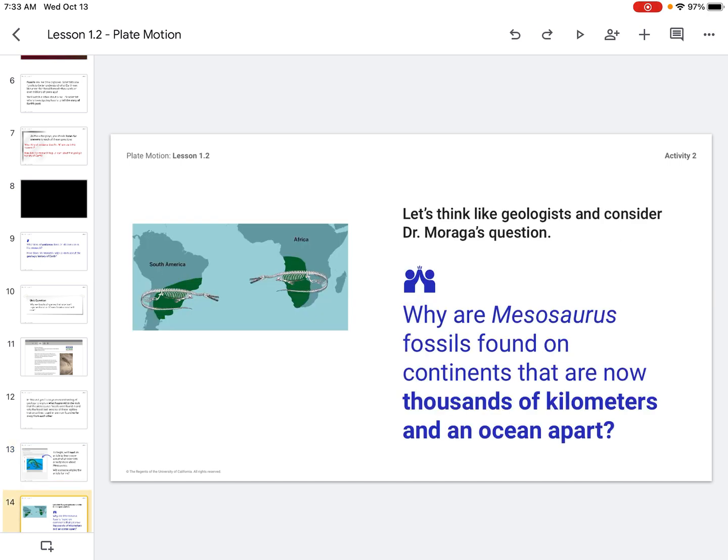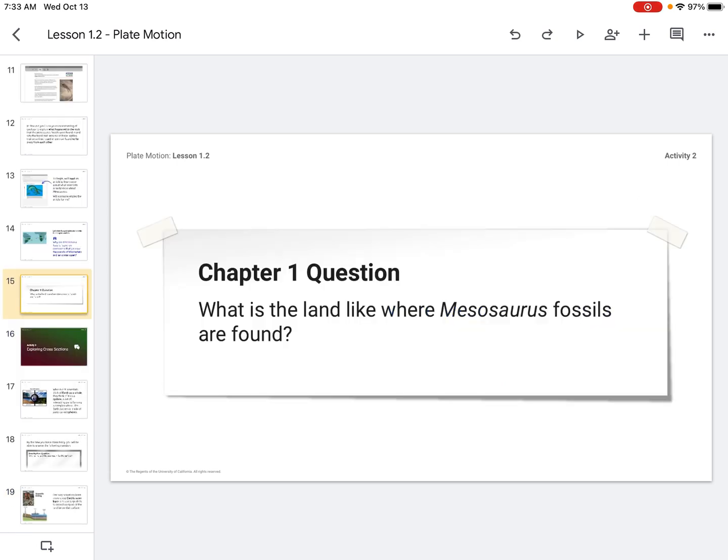All right, so let's think like geologists and consider Dr. Moraga's question. Why are Mesosaurus fossils found on continents that are now thousands of kilometers and an ocean apart? So here's a great picture for us to take a look at, and you can understand the conundrum because Africa and South America are so far apart, but we find the fossilized remains of Mesosaurus on both continents, and we're really trying to understand how that could happen. So our chapter 1 question is, what is the land like where Mesosaurus fossils are found?